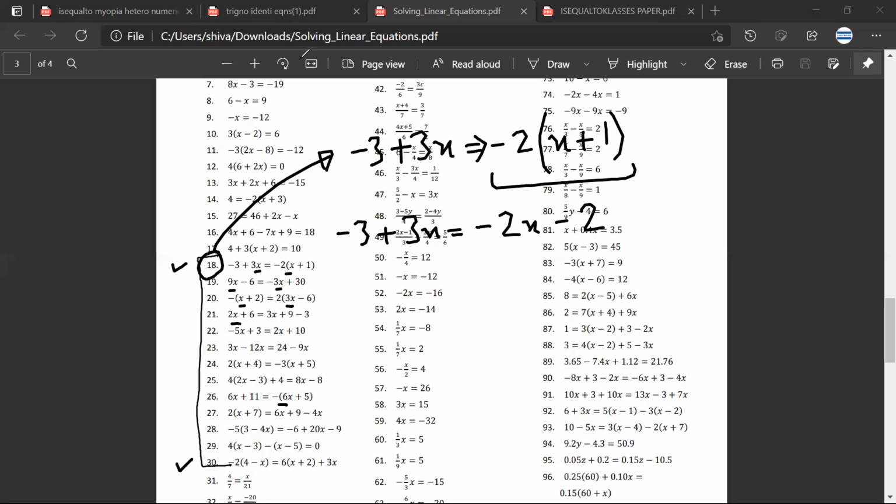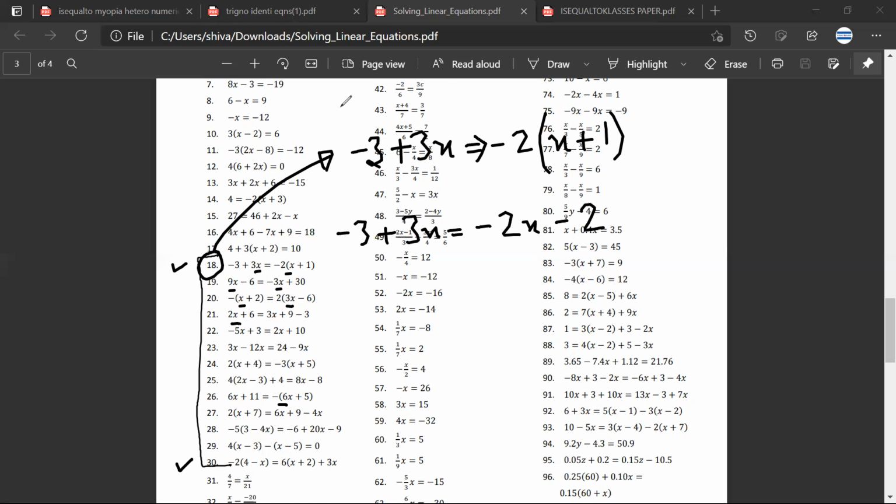Now, there are one or two things that we need to take care. One is, don't try to bring this minus 2 on the left hand side. Mr. Satya, have you understood? Yes. So don't try to bring this minus 2 on the left hand side. Don't try to do that. That is the first thing that you should avoid.